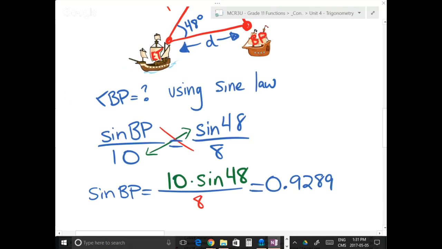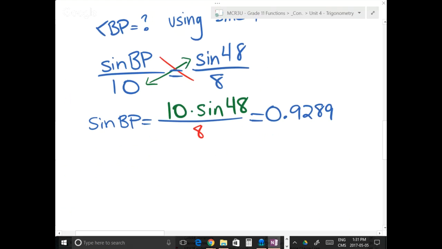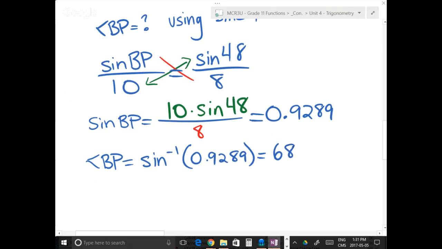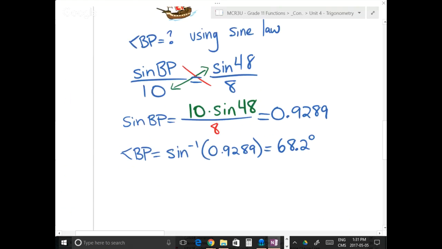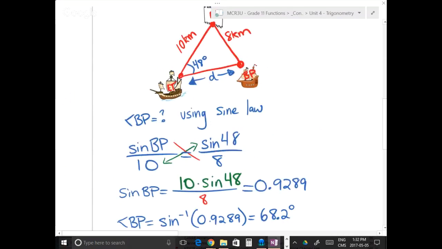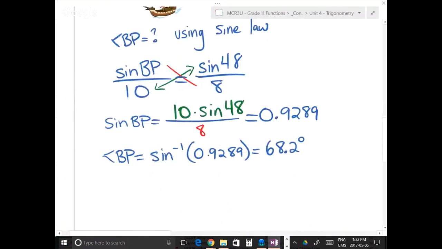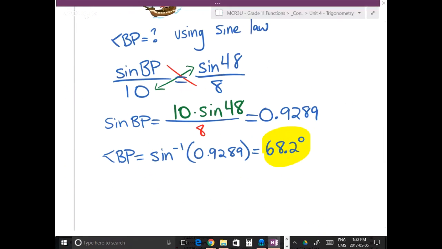0.9289? Great. If that is the sine, what's the actual angle BP? How would I find that? Cool. And we get 68 degrees. Can I get 1 decimal there? Equals 68.2. I'm going to keep an extra decimal all the way to the end, and then we'll round it out. I'm going to put that in my diagram, because that's information I know now. In fact, I'm going to highlight it down here and say, hey, 68.2 degrees. I know that.